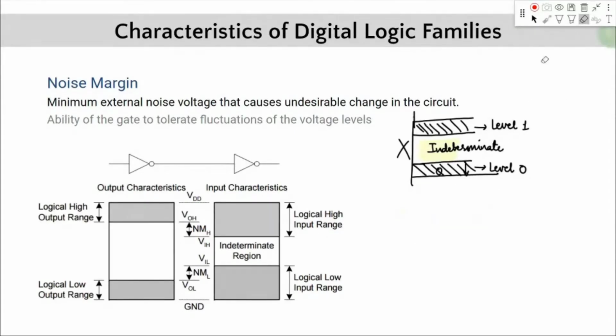What noise margin essentially means is that if I was looking at output characteristics, this is the output characteristics towards the left, and this is the input characteristics. In input characteristics, the range of logic high and logic low is much higher, usually kept higher, and in the output, the range of logic high and logic low will be kept narrower. It is this difference between the two thresholds that is called noise margin. This is what is called noise margin.